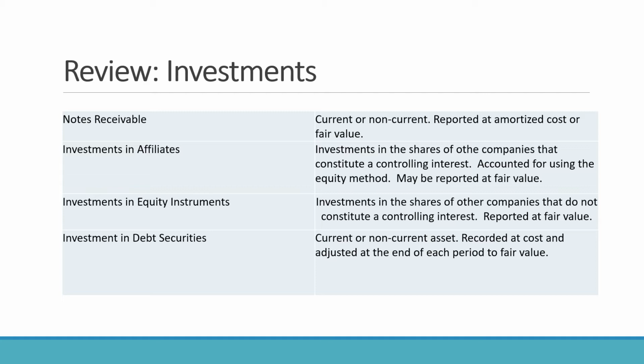Investments in equity instruments, or in other words, investments in the stock of other companies that don't report a controlling interest. Maybe we have a 2% interest or a 0.2% interest, but we've bought this stock with the intention of holding it for an indefinite period of time. So those types of investments are going to be reported at fair value. And then finally, investments in debt securities, where instead of buying the stock of another company, we've bought them as bonds. Once again, this can be current or non-current. They are going to be recorded at cost, and they're going to be adjusted at the end of each period so that they are reported at fair value.